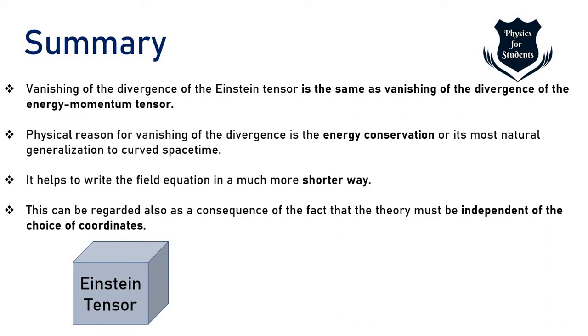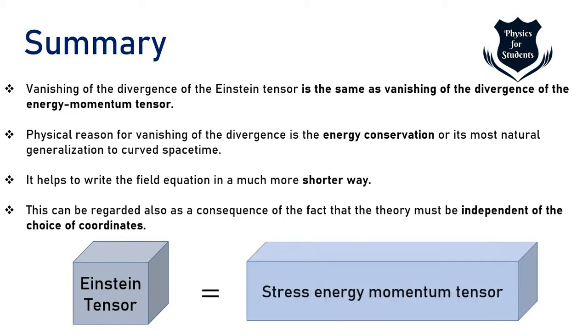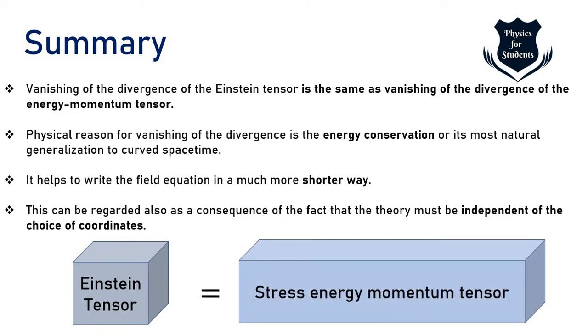So we can summarize from here that Einstein's tensor should be equal to the stress energy momentum tensor. So the stress energy momentum tensor's zero divergence equates with the Einstein tensor's zero divergence.